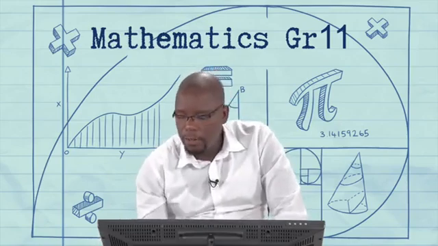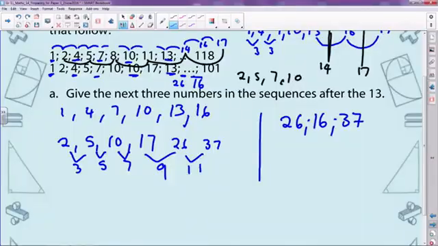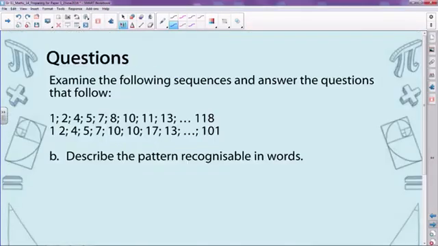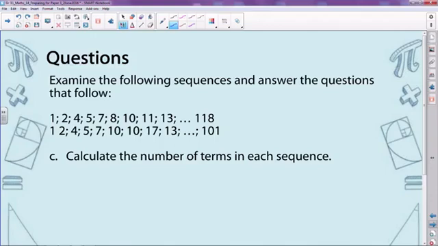All right, so now the next one, you describe it in words. Some of the acceptable answers: you could say these are patterns within patterns, and the top one is a linear pattern, but if you split them, you keep on adding a 3 for every term. The first term, you add a 3 to get to the second term, and so forth. It depends on how you describe it in words.